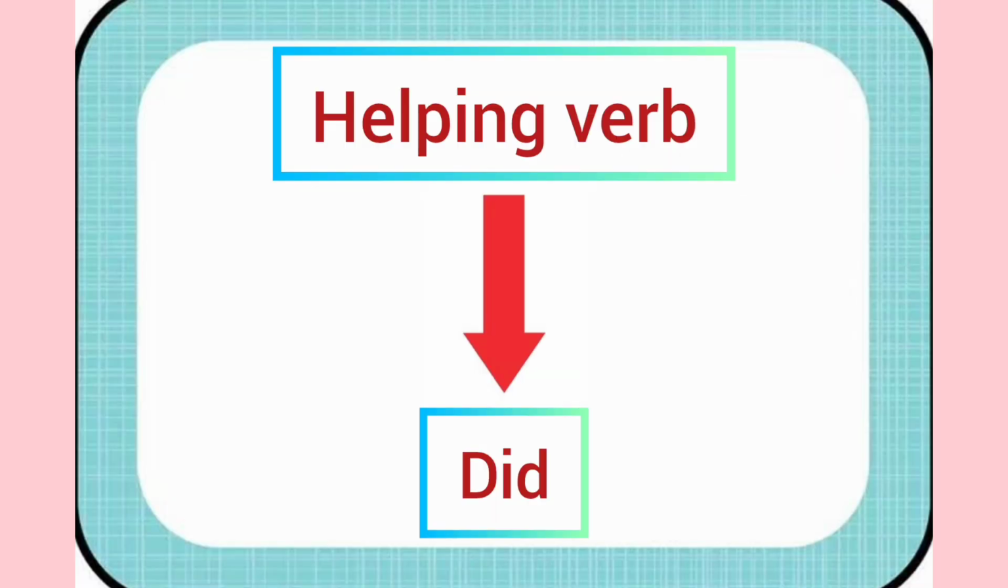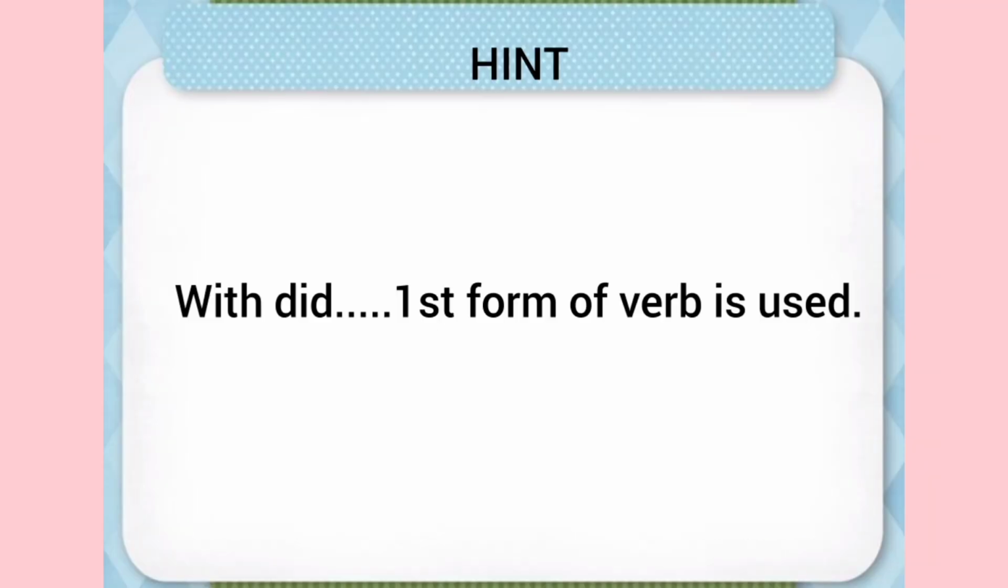Like in indefinite sentences, we use a helping verb in negative and interrogative sentences, and the helping verb for past indefinite is only did. It is different from present tense. There is only one single helping verb, that is did. Did is used with singular subjects and did is used with plural subjects. But keep one thing in your mind again, that whenever we use did in any sentence, then we use the first form of verb.